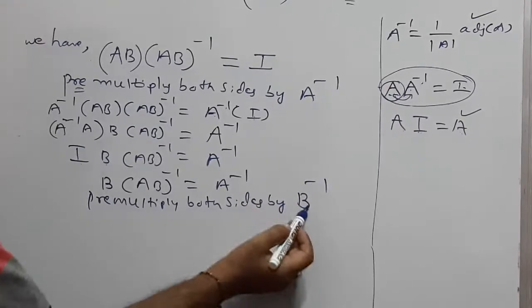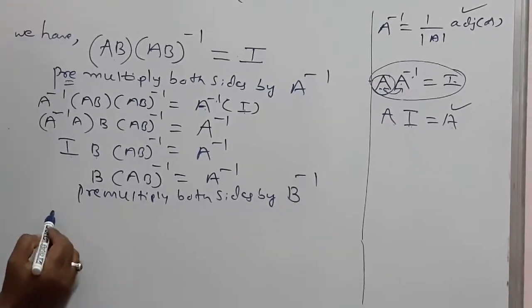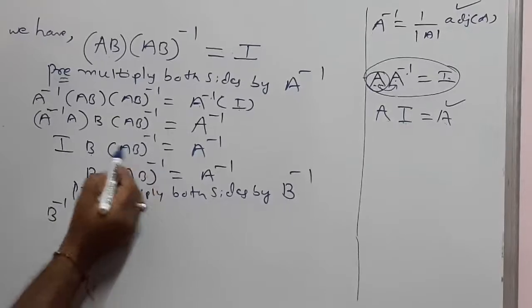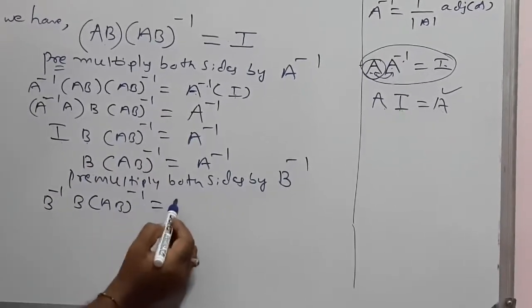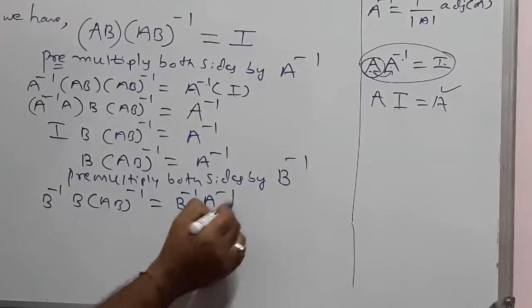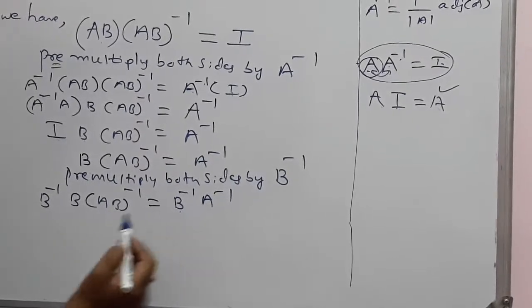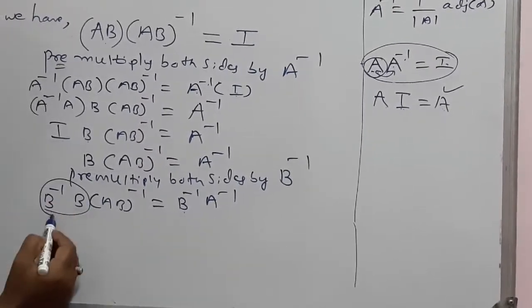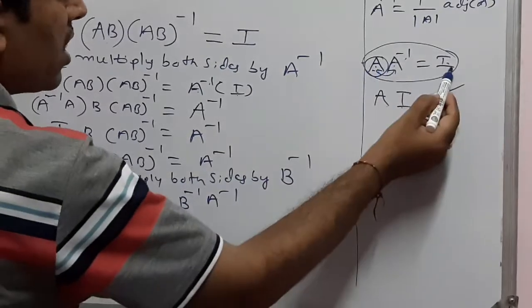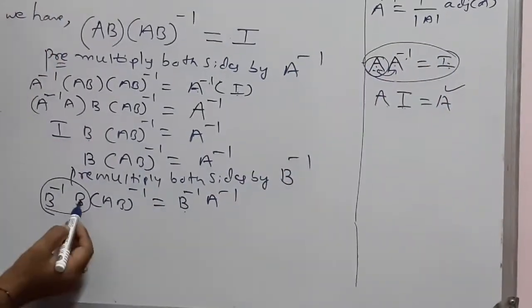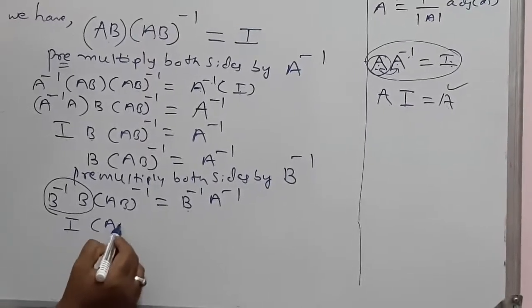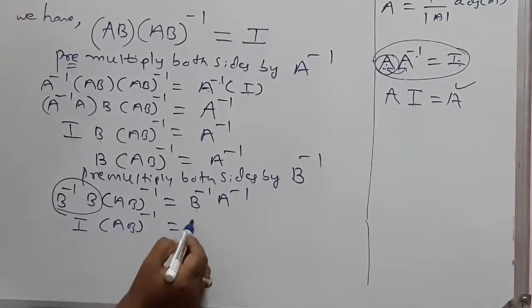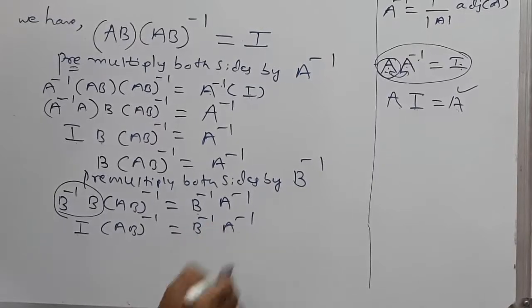So pre-multiplying both sides by B inverse, I write B inverse here, and I write all these things the same. B inverse into (AB) inverse is equal to, since I am pre-multiplying by B inverse, I have inserted B inverse here. So then B inverse B, and A inverse A, that is the identity matrix. So a matrix into its inverse, I should get I into (AB) inverse is equal to B inverse A inverse.